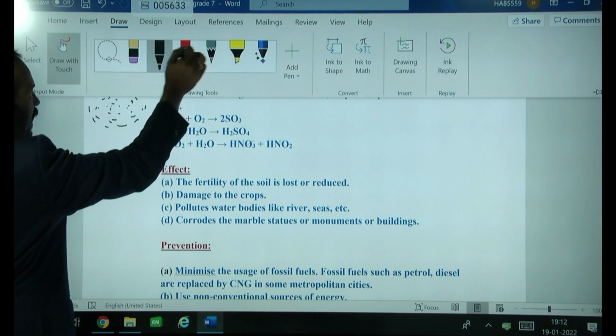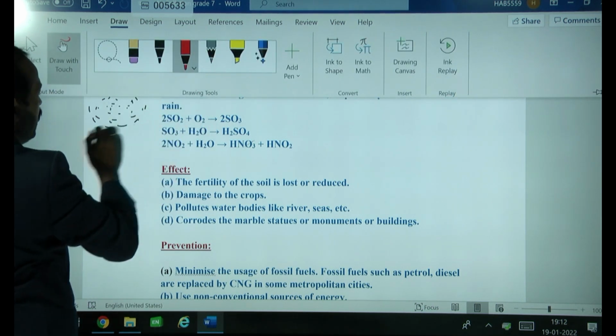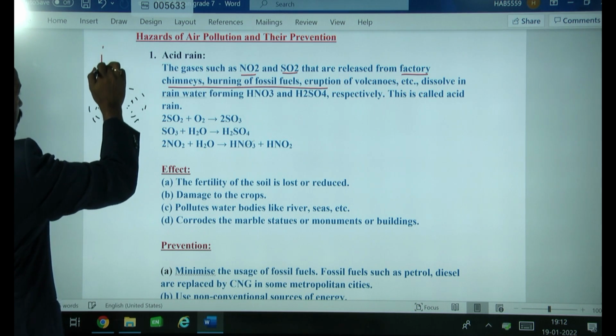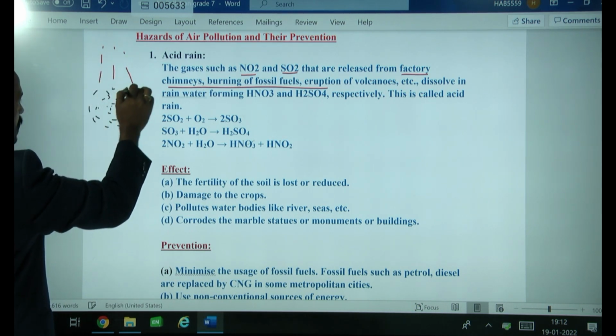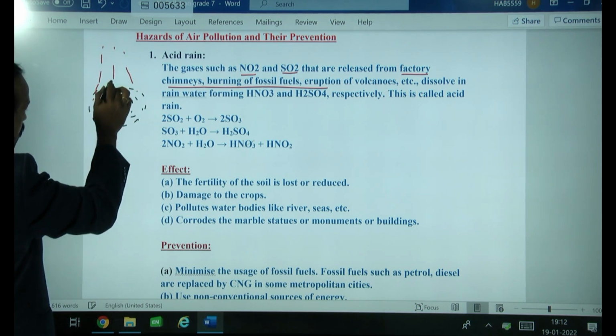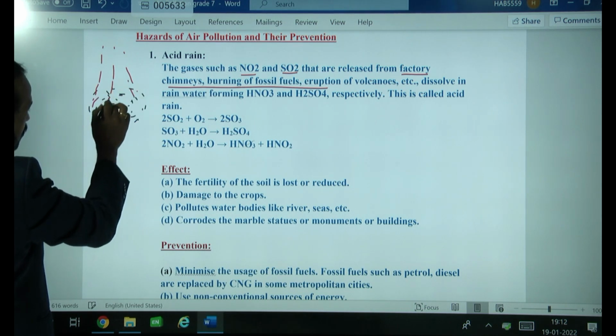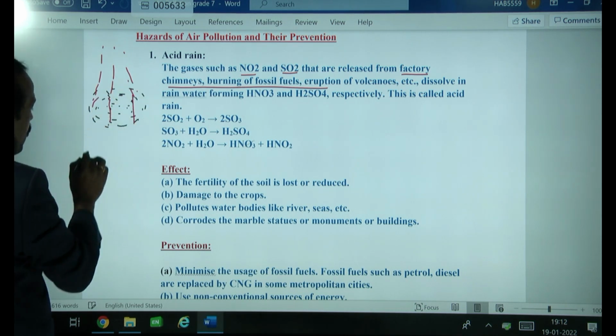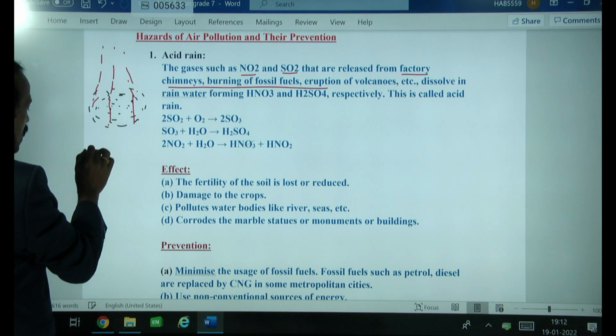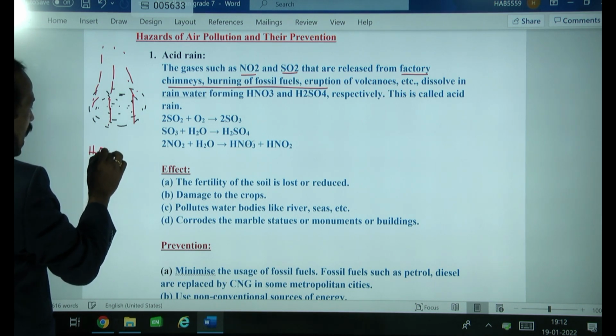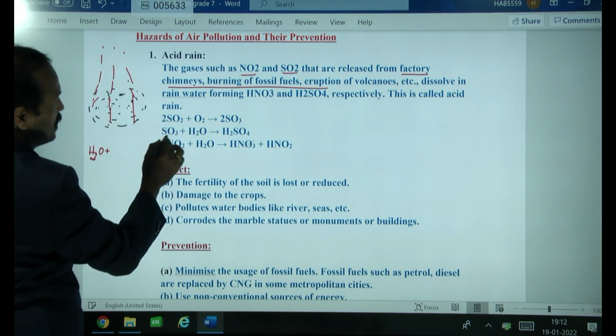Now if it is raining, what happens? The rain will fall like this. When the rain is falling, it is combining with these particles, mixing with these particles. Yes or no? And you know that rain means water. The water formula is H2O, and it is combining with these gases.